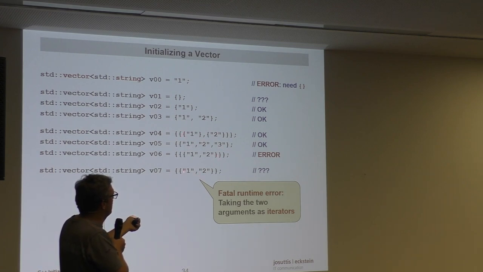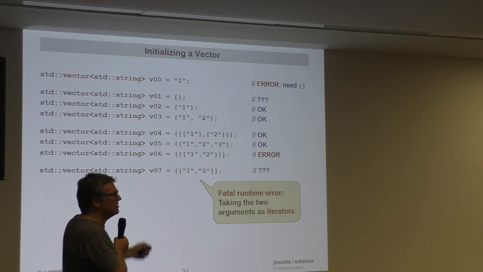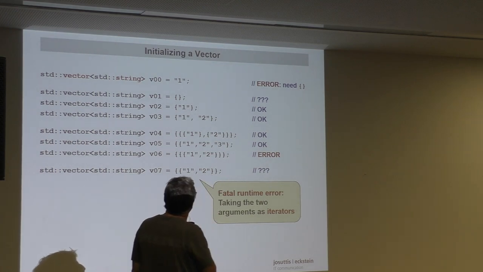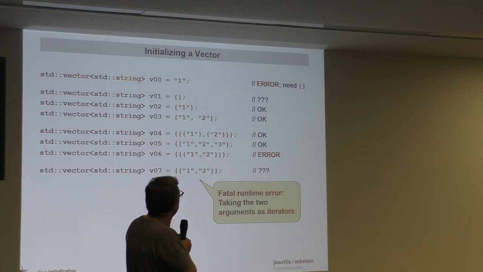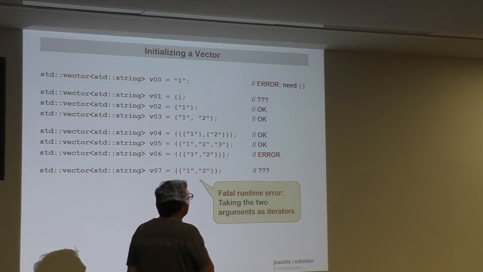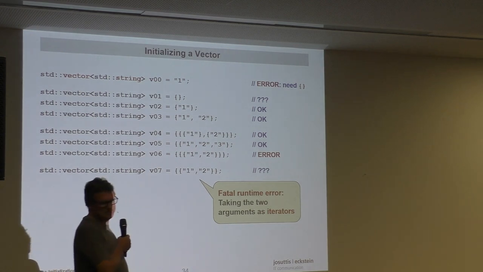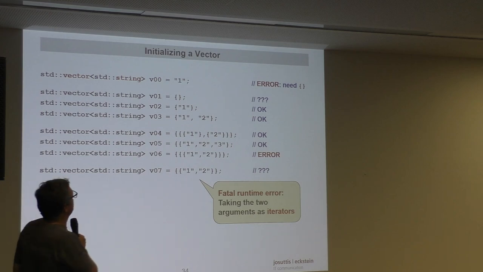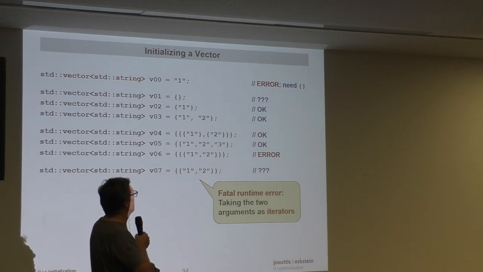And what is this? This compiles, but is a fatal runtime error. Yes? The VO5 is missing a brace. Yeah, how did you know that? Yes, sorry, you're right. Can somebody send me an email afterwards so that I fix this in the next slide, in the next talk?